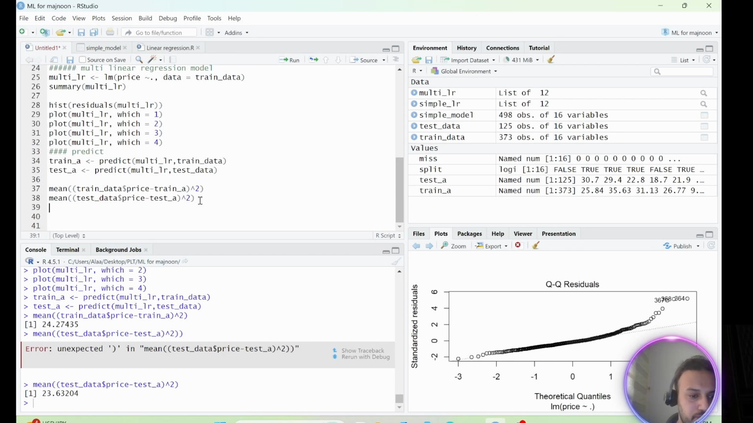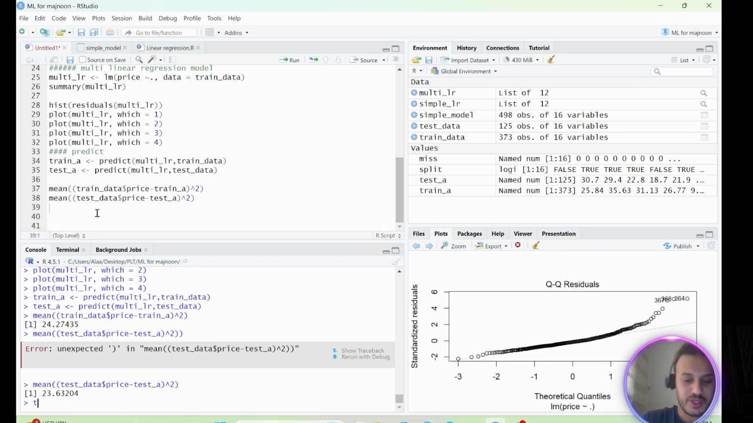So I can check my mean square error is 24 for train, and for test it is 23.6. It's almost clear. It's not perfect, but it's so close. That means my mean square error on the test data is so close to the train data. That means my model is working properly.